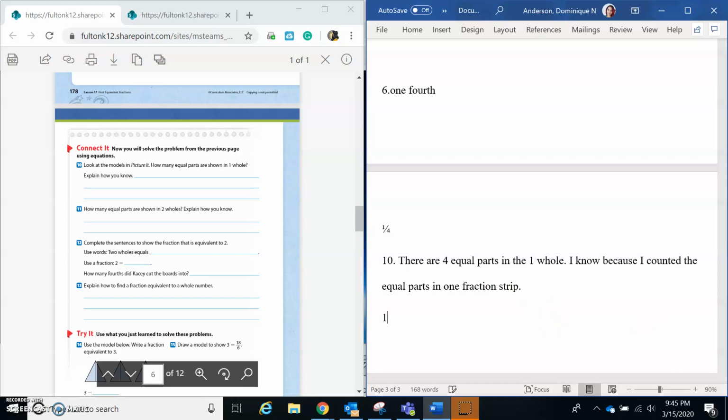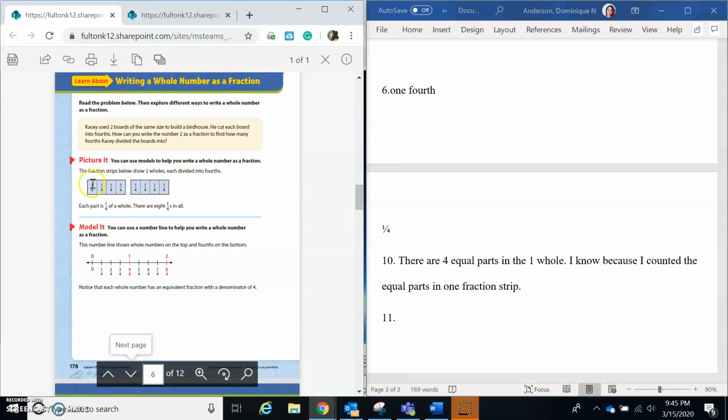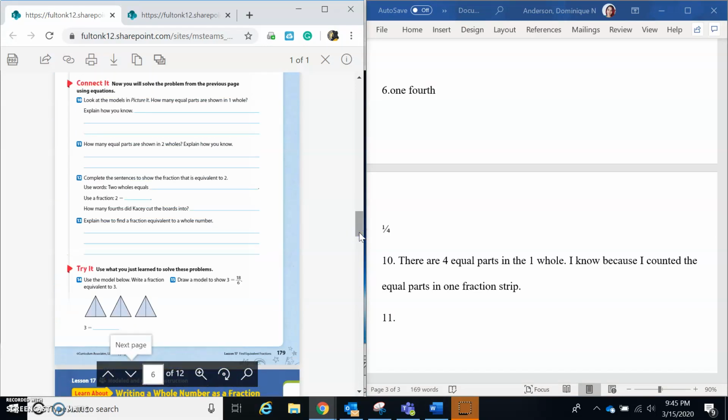Alright, 11. How many equal parts are shown in two wholes? Explain how you know. So now what I want you to do is you're going to answer this one. Figure out how many equal parts we have in these two whole parts, and then explain how you know that there's that many equal parts. Pause the video so that way you can do this.